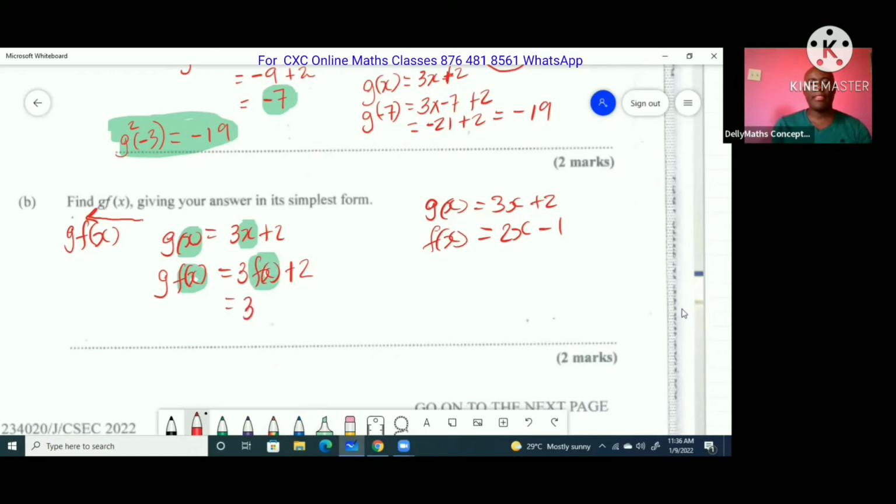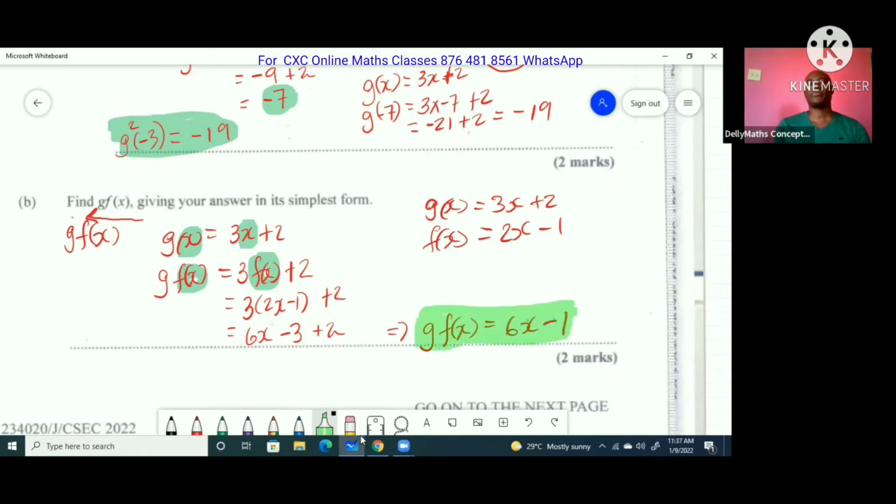Remember though that the f function is 2x minus 1, and then we're going to be adding back 2. Let's distribute this. 3 2s, that is 6x minus 3. So 6x minus 3 plus 2. And then finally, we could conclude here that g of f of x is equal to 6x minus 1. Very good. Right, so that is my g function.